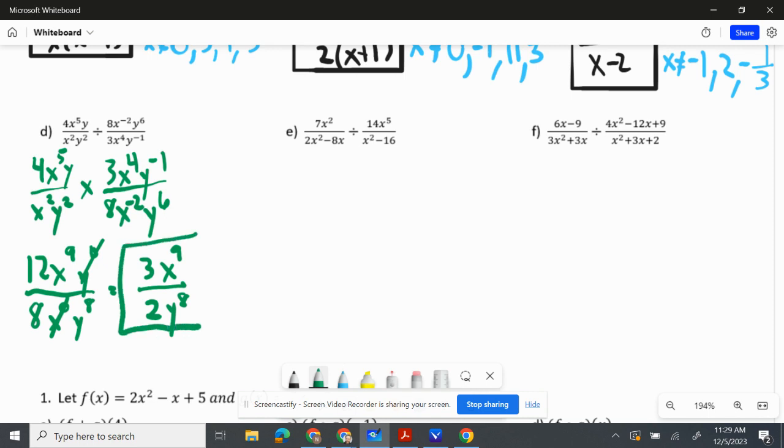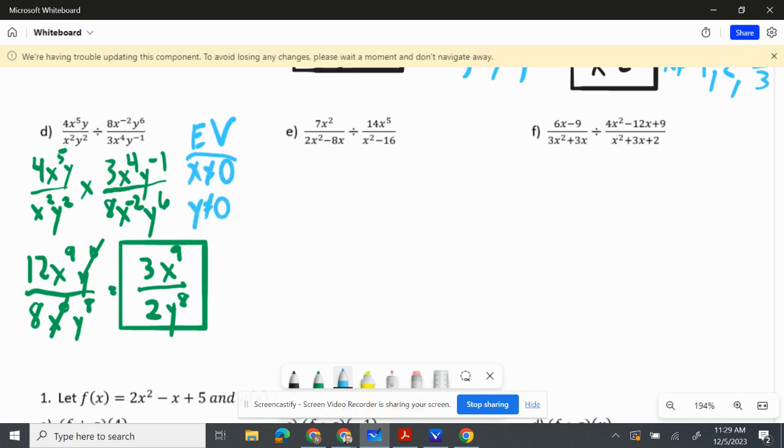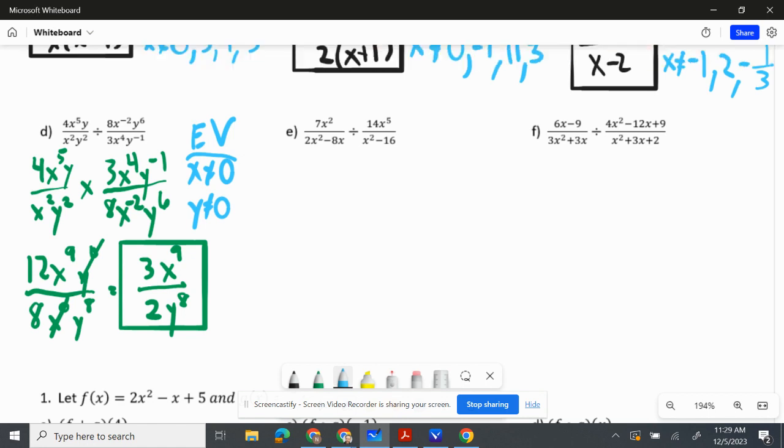Now, when we're stating our excluded values, it's a little bit different because we have y's. So our excluded value, since it's a monomial, means that x cannot equal 0, but also y cannot equal 0, since we have two different types of variables.